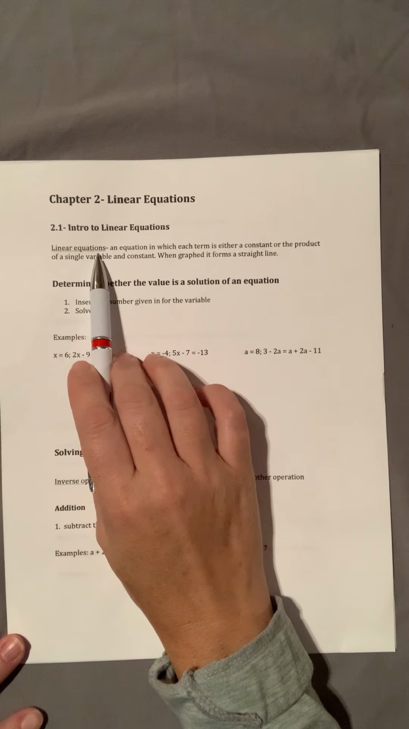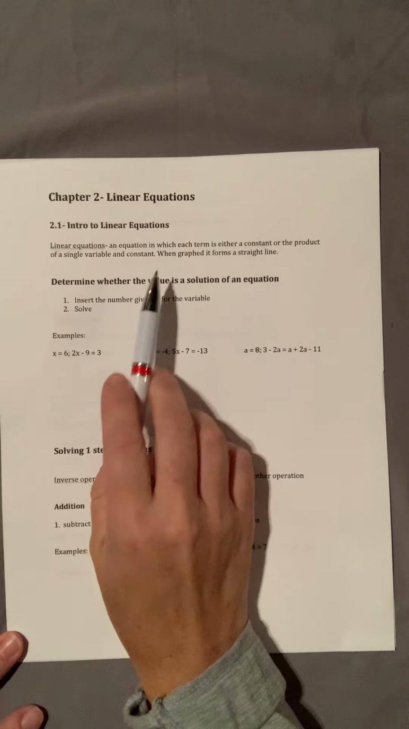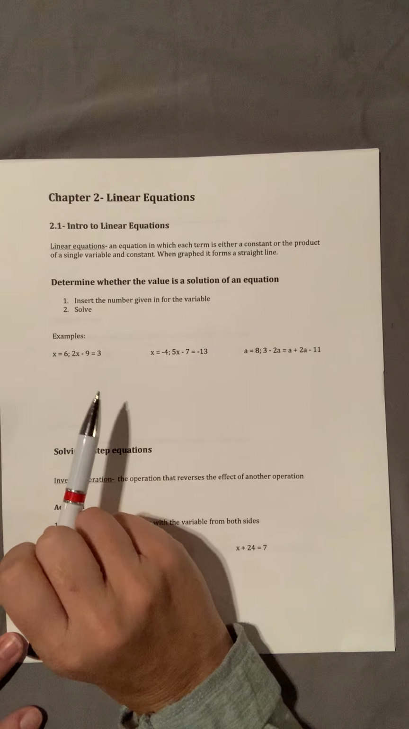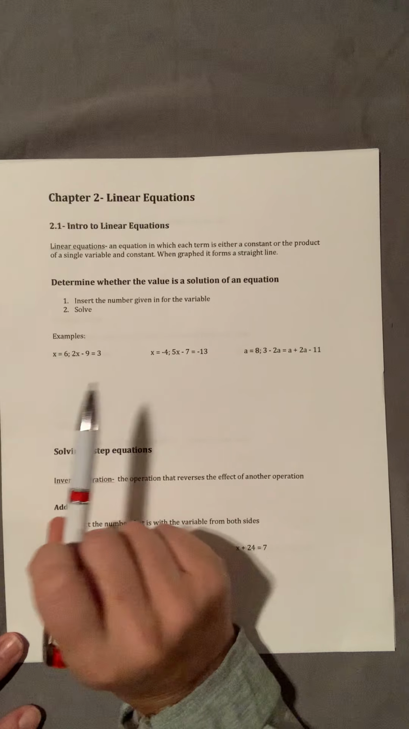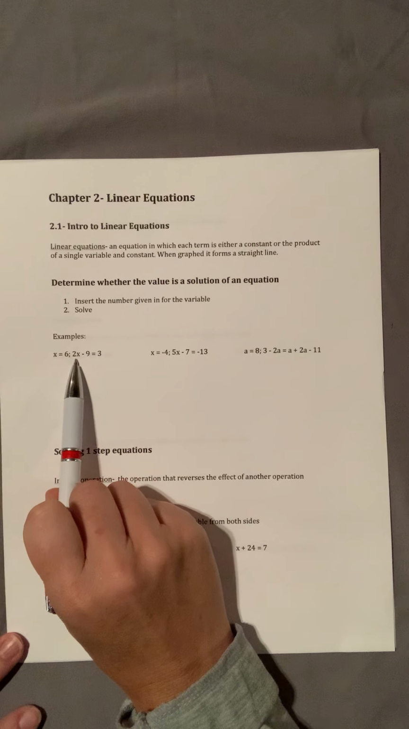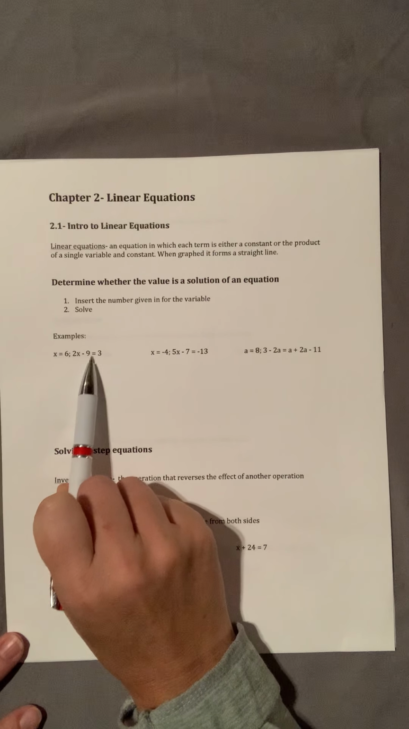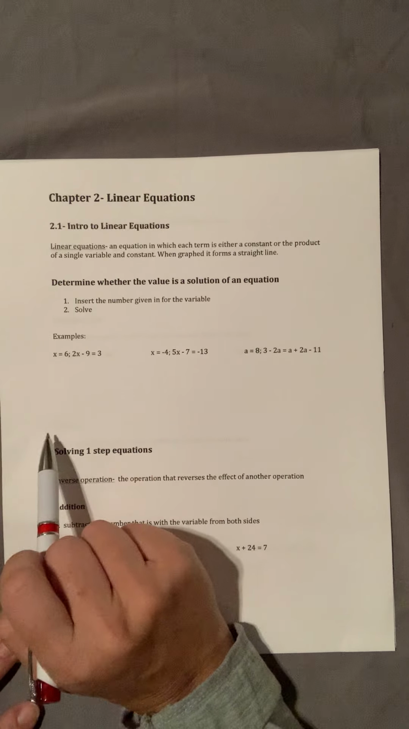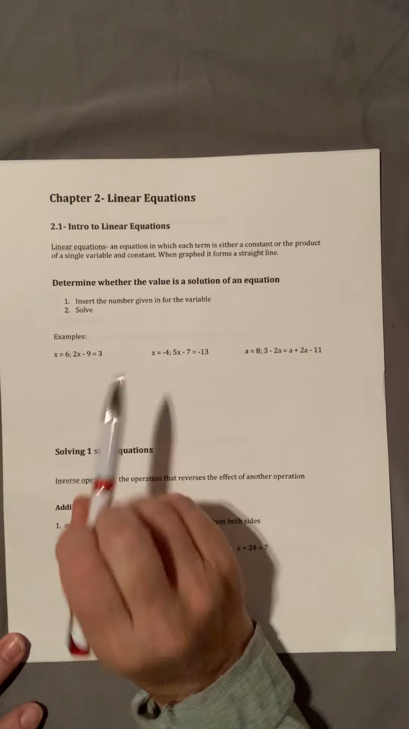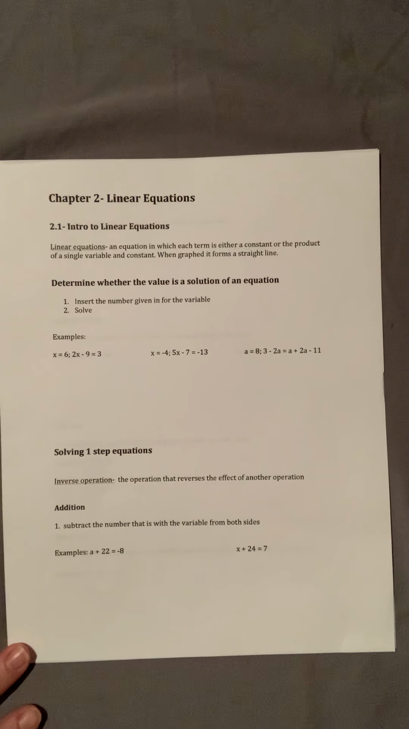So a linear equation has to have, like it says up in here, either a constant, and a constant is just a whole number, or the product, a multiplication problem of a constant and a variable. So like this 2x would be the product, this 9 is a constant, and with an equal sign and another number, you have yourself an equation. And if we graphed these equations and they came out a straight line, then it's a linear equation.